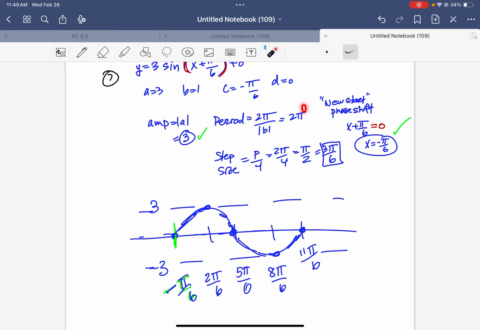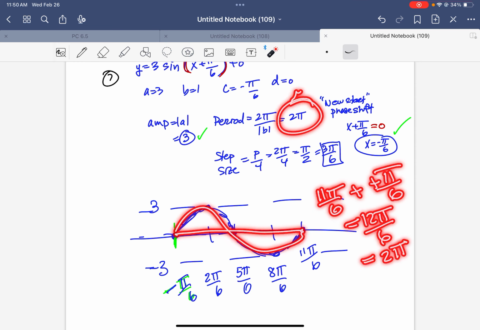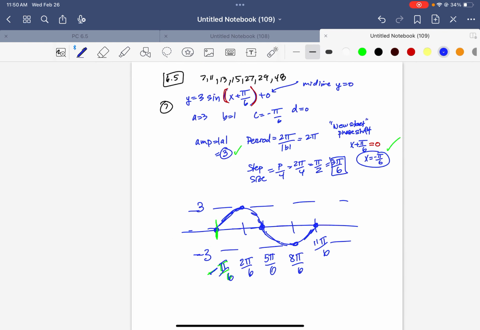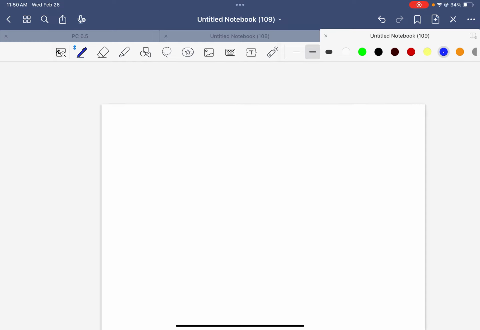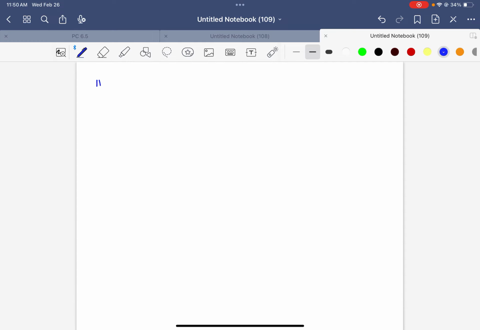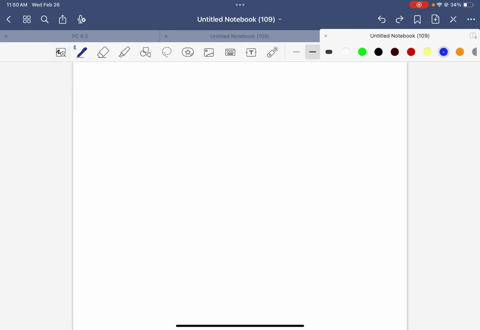Now, to make sure that this is 2 pi long, well, this minus this, so this minus a negative pi over 6 is the same as plus. That gets me 12 pi over 6, which is 2 pi. So that means my period is what it needs to be. And that would be my graph. So that's 7. Let's do 11. So now if I do 11, I wonder if I had room at the bottom of the other one. No. So let's do 11.